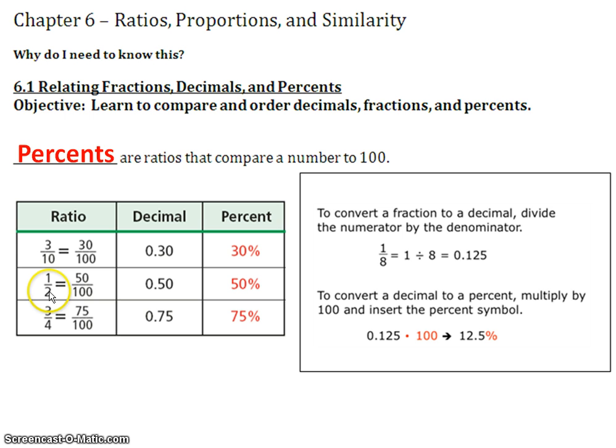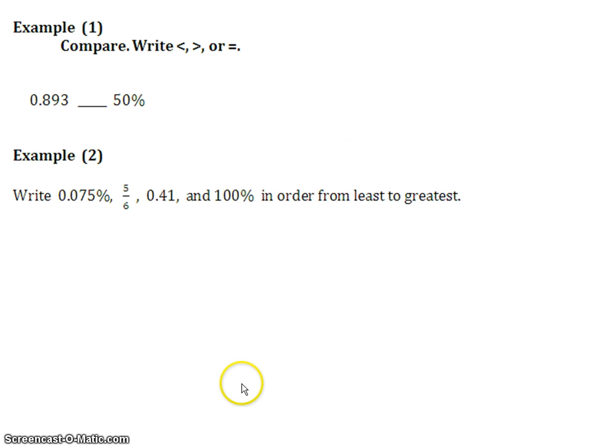Same idea with 1/2. 1/2 is equivalent to 50 over 100. It is out of 100, so our numerator is our percent. 3/4: again, 3 divided by 4 comes out to be 0.75. From a decimal to a percent, we multiply by 100, or move the decimal to the right 2 times, and add the percent symbol.